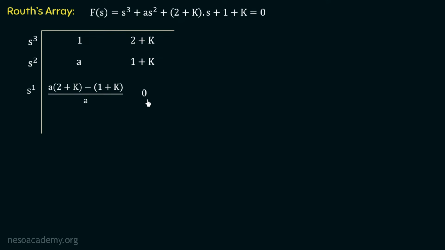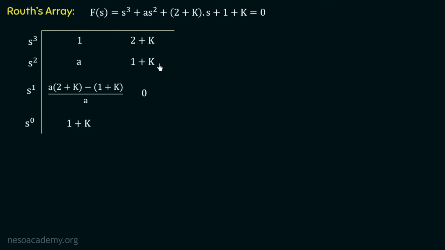Now moving on to the last row, which is the row of s power 0, and this term of the last row is the constant term of the characteristic equation, which is 1 plus k. So we can directly write 1 plus k here. So in this way, we are done with the formation of Routh's array for this characteristic equation. And we can now move on to find out the values of a and k.